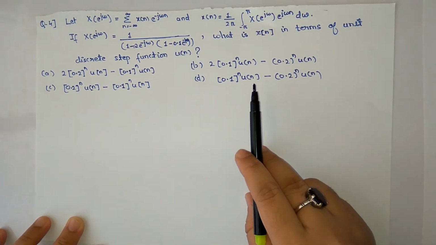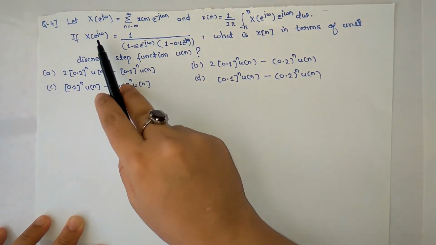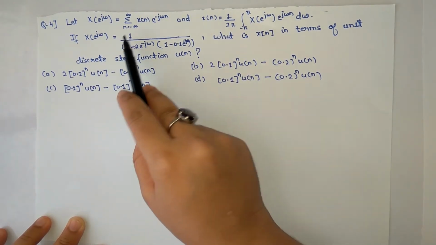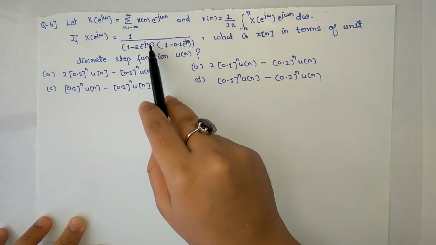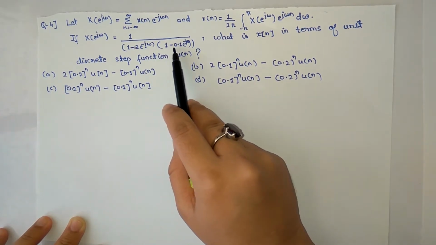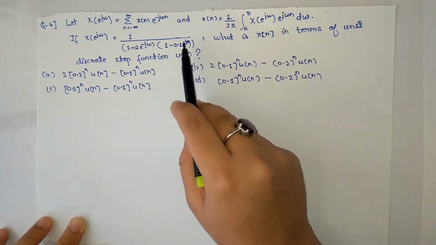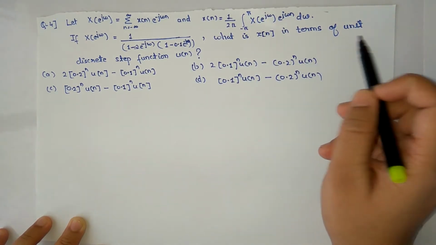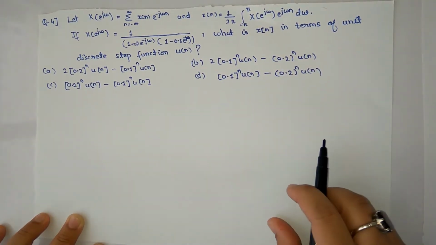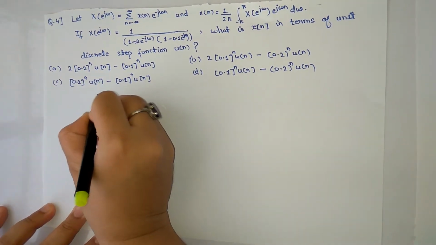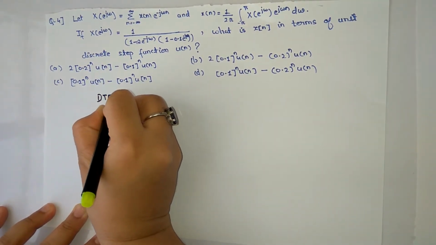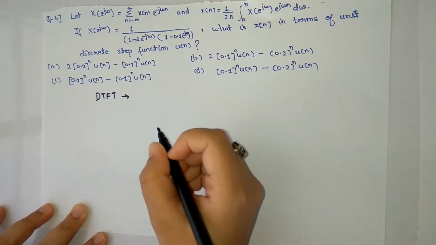Fourier transform. And if X(e^{jω}), that is the transform, is given as 1 upon (1 minus 0.2 e^{-jω}) into (1 minus 0.1 e^{-jω}), then what is x[n] in terms of the unit discrete step function? So let's be very clear with one of the concepts of discrete time Fourier transform. It is how to identify it.